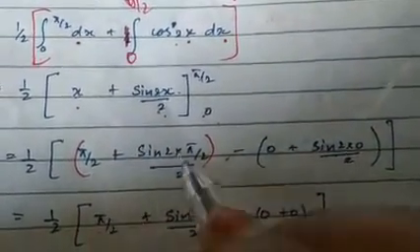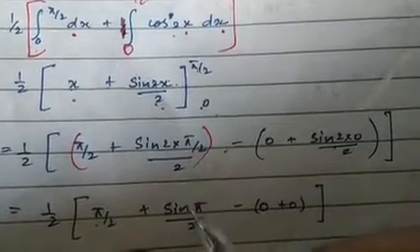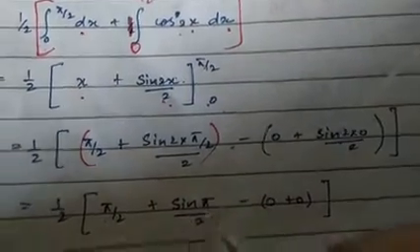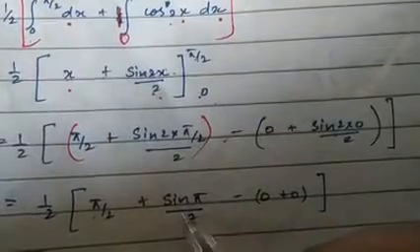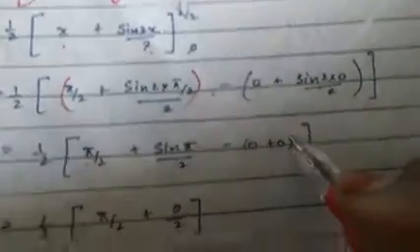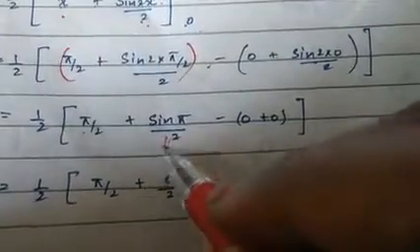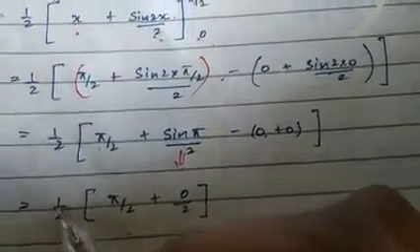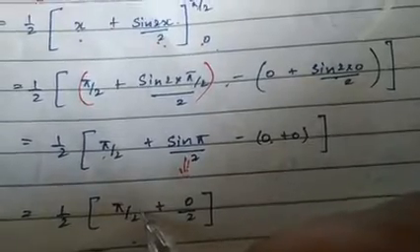After that, find out the value. It is sine pi by 2. Sorry, that is not sine pi by 2, it is sine pi divided by 2. What is the value of sine pi? It is 0. And here, sine 0 is also 0. Therefore, this value becomes 0. This value is also 0. Therefore, it is pi by 2. Therefore, 1 by 2 into pi by 2 will become pi by 4.